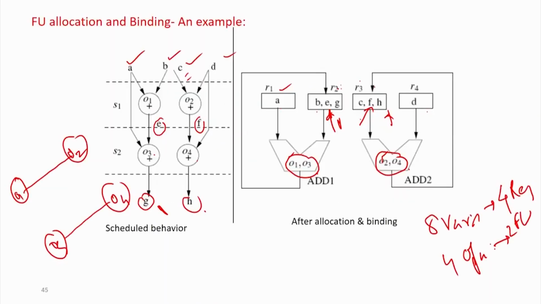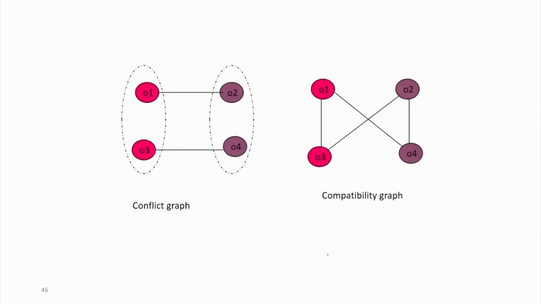Okay. Similarly, I can construct a compatibility graph. What does it mean? Which operations are compatible with each other, that means they can share the same resource. So, this is say operation 1, this is 2, this is 3 and this is 4. Operation 1 is compatible with 3 and 4 because they are in different cycles. Operation 2 is compatible with 3 and 4, right. And operation 3 is compatible with 1 and 2, and operation 4 likewise. So, this is the compatibility graph I will get.